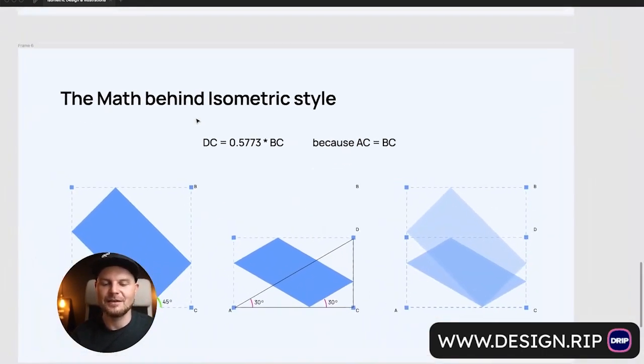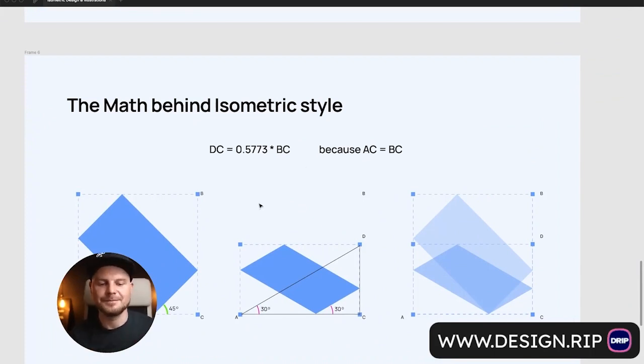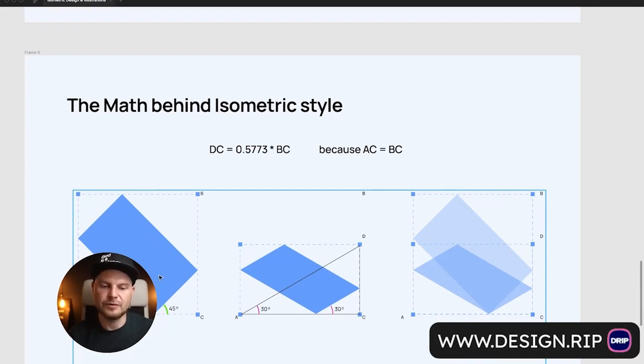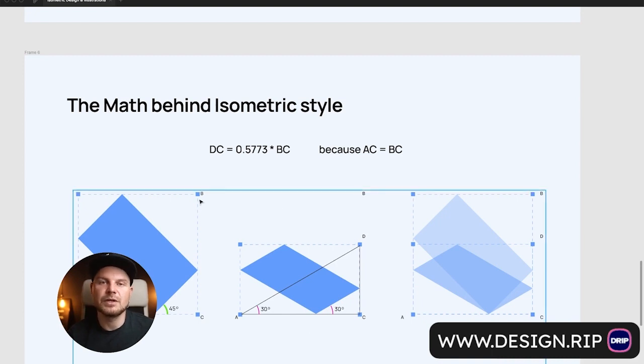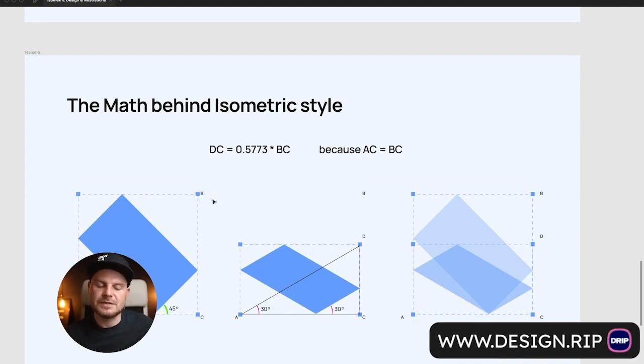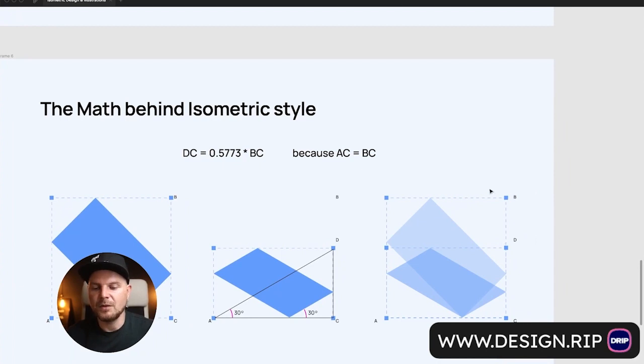Let's take a closer look at that. Here is the comparison of these two shapes. So we rotated by 45 degrees. DC, this one, equals 0.5773 multiplied by BC, because AC equals BC, and they are absolutely the same because we created a square in the previous step, right? And this is how it looked like. So this is what we had before, and this is what we have in the end.